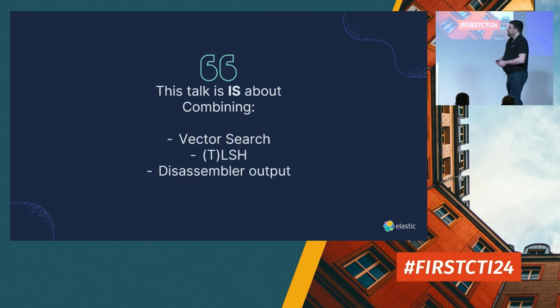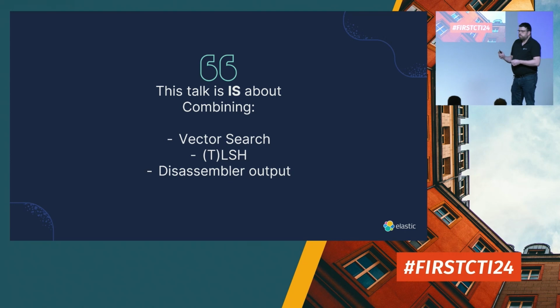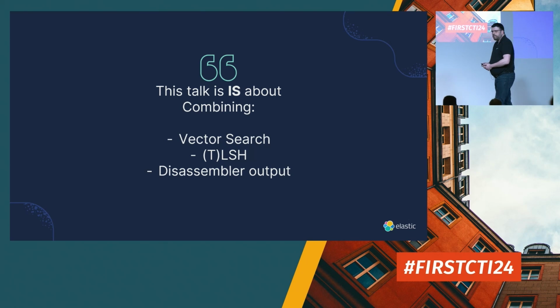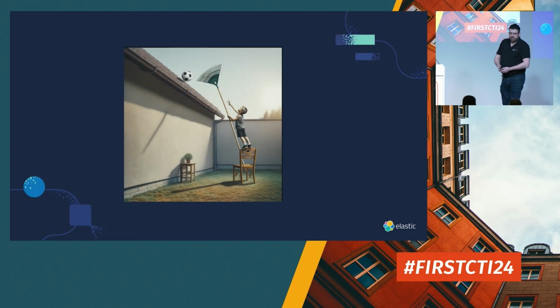What is it about? We are talking about 3 technologies: vector search, TLSH, or LSH more broadly, locality-sensitive hashing, and disassembler output. Also, this talk is a little bit technical. I'll try to keep it within boundaries, but do forgive me for a little bit of source code and technical stuff in there.